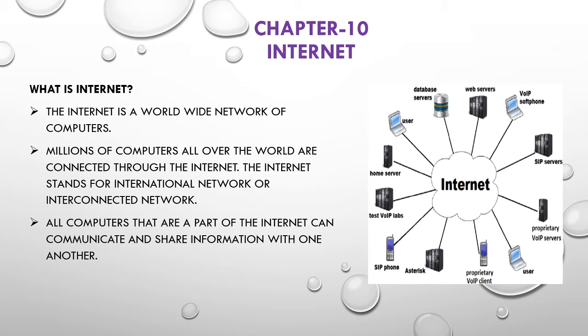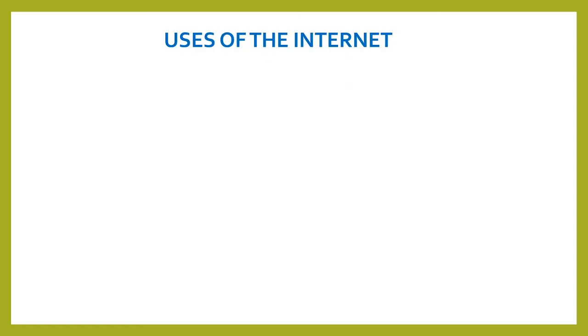All computers that are a part of the internet can communicate and share information with one another. So these computers are connected to each other by telephone wires, Wi-Fi, and dongle, so that it enables us to share the information among each other. The internet, a network, is popularly known as the net. So in simple terms, it can be viewed as a huge storehouse of information.